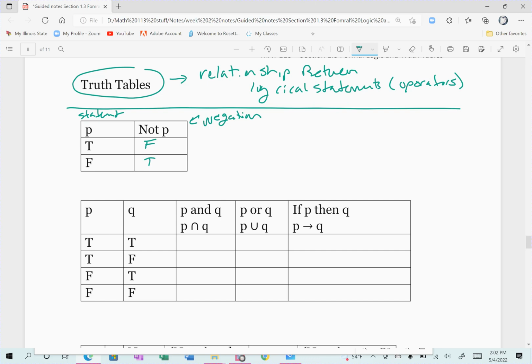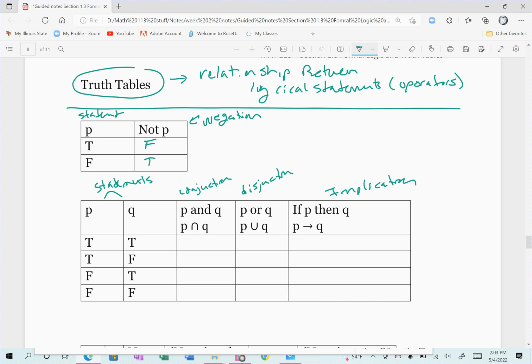All right. So this one is two statements, statement 1 and statement 2. These are my statements. Then we use the word and, that's the conjunction, or the word or, the disjunction, or we do the if-then, the implication. We want to see whether my statements are true or false, and how that works when I do a conjunction between the two statements, a disjunction between the statements, and an if-then statement.